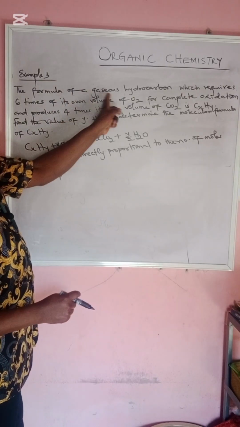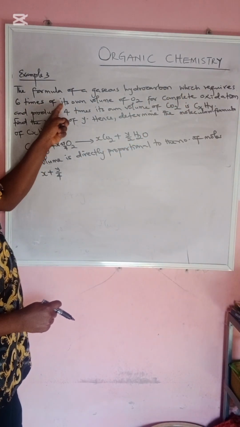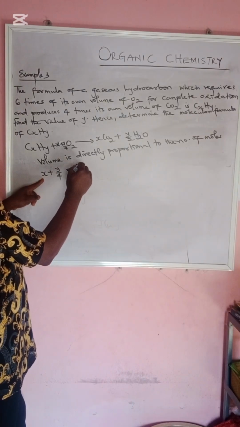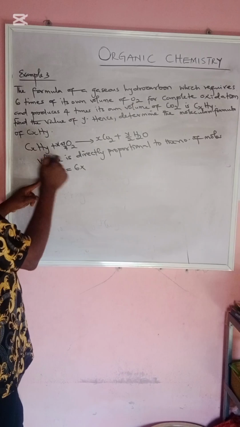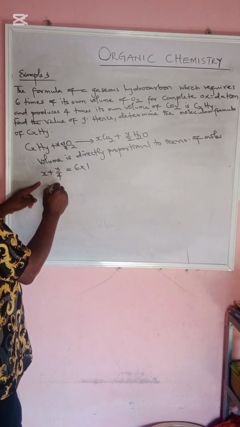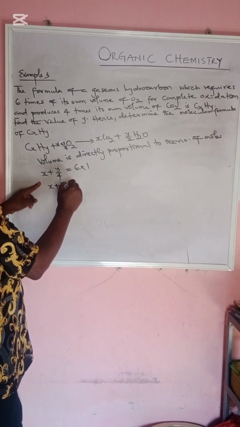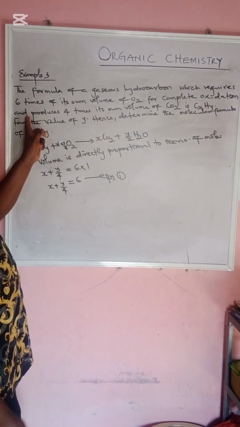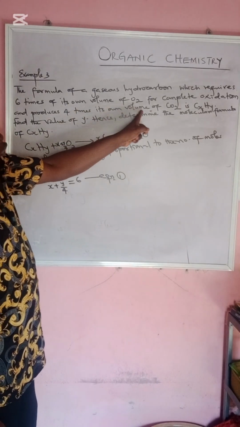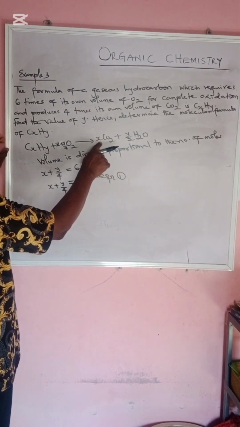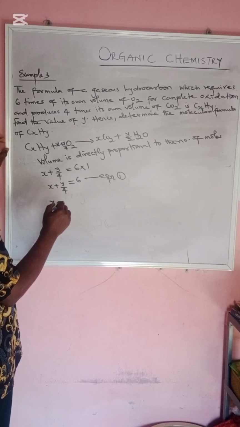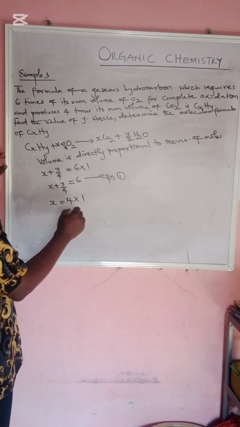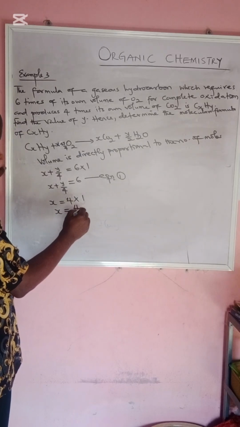Find the formula of a gaseous hydrocarbon CxHy which requires 6 times its own volume of oxygen. Its own volume is 1. So here we have x plus y over 4 is equal to 6. That is equation 1. Then for complete oxidation, it produces 4 times its own volume of CO2. The volume of CO2 here is x, equal to 4 times 1. So clearly x is equal to 4.